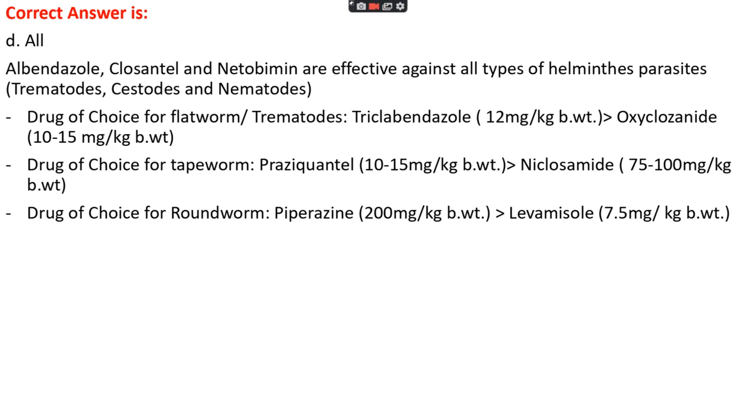But the drug of choice for trematodes, that is flatworms, is triclabendazole. The dose rate of triclabendazole is 12 mg per kg body weight, followed by oxyclozanide, that's 10 to 15 mg per kg body weight. The drug of choice for tapeworm is praziquantel. The dose of praziquantel is 10 to 15 mg per kg body weight, followed by niclosamide, 75 to 100 mg per kg body weight. The drug of choice for roundworm is piperazine. The dose of piperazine is 200 mg per kg body weight, followed by levamisole, whose dose is 7.5 mg per kg body weight.